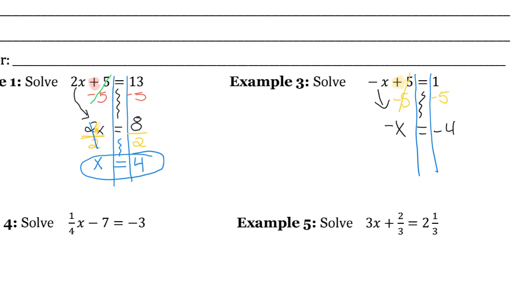Now, is this our answer? The answer to that question is no, because there's a negative in front of this x. Negative x is not the same thing as x. Okay, there's an implied negative 1 here. So we can never have negative x. Okay, that's a no-no. It always has to be just x.